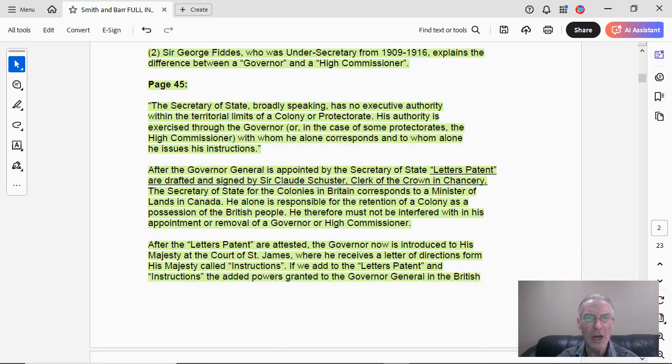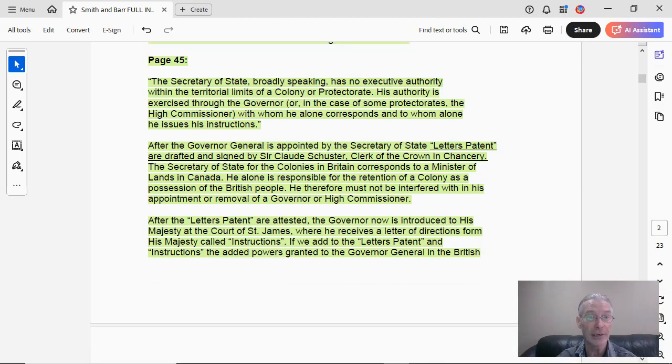George Fiddes, who was Undersecretary from 1909 to 1916, explains the difference between a governor and a high commissioner. Now, he's speaking of a governor general here. The Secretary of State, broadly speaking, has no executive authority within the territorial limits of a colony or protectorate. His authority is exercised through the Governor General, or the High Commissioner, with whom he alone corresponds and to whom alone he issues his instructions.